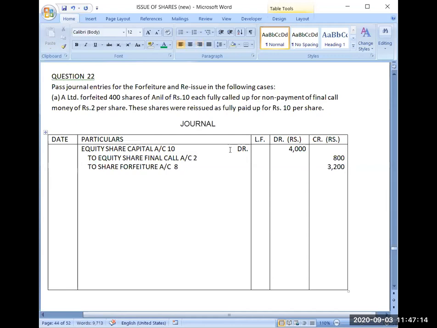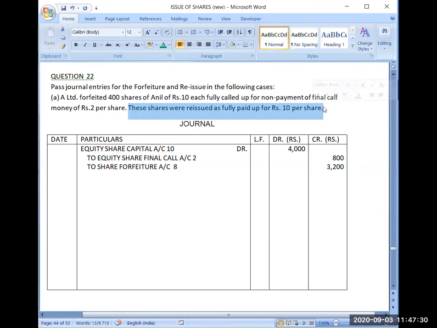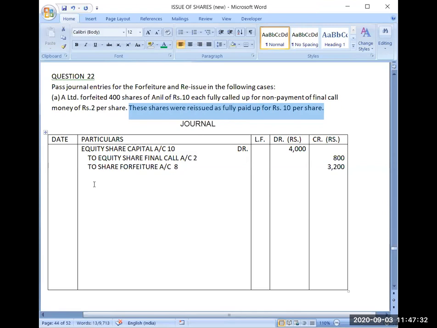Now coming to the reissue part. Now see, the other sentence is informing you about the reissue. These shares were reissued as fully paid up for rupees 10 per share. So again, there are two parts of this sentence. First, you tell me whether this is issue at par, issue at premium, or issue at discount. Yes, very good.